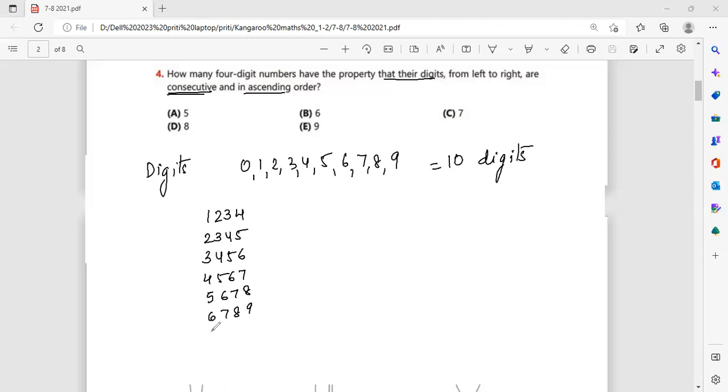Now we can't go beyond this because if you go beyond this, it will become 7, 8, 9, and 10. So this will become a 5-digit number. So that is not possible. So how many such numbers are possible? 1, 2, 3, 4, 5, and 6. So my answer is option number B, 6.